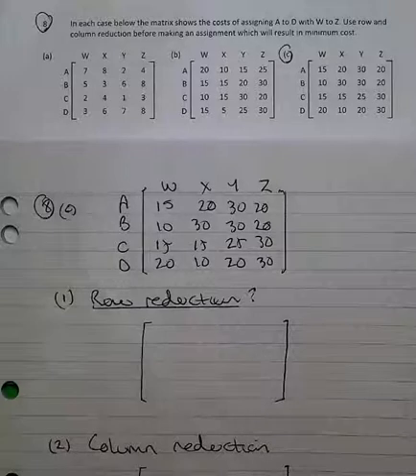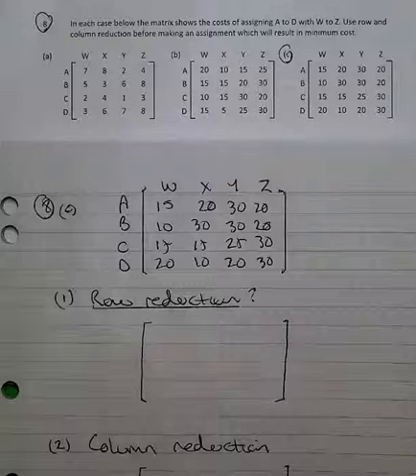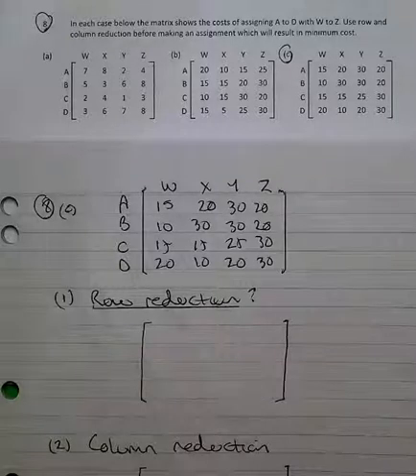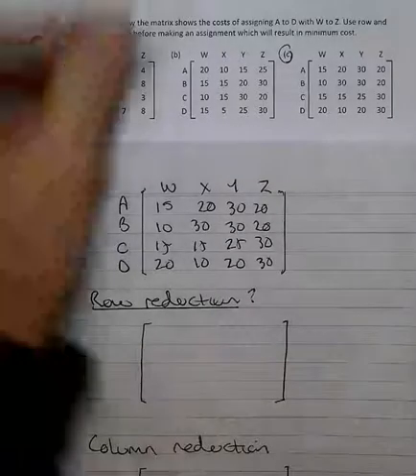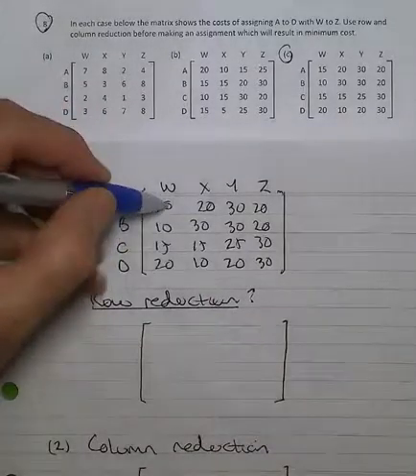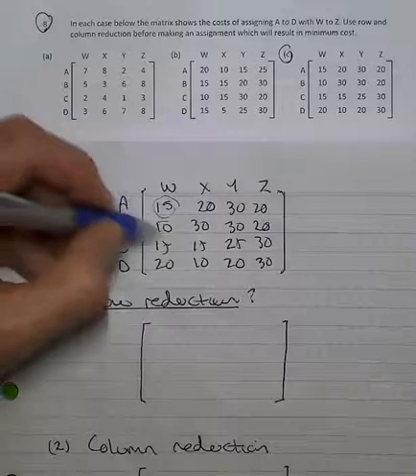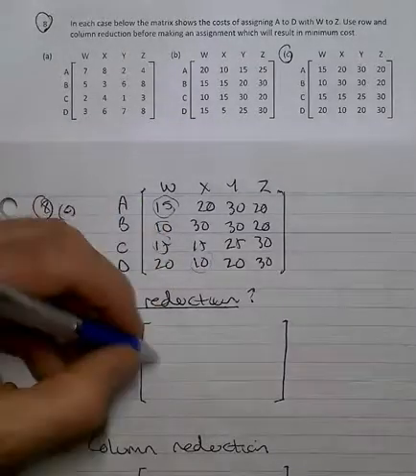In question 8, we're looking at firstly undergoing row reduction, perhaps column reduction, before we can make an assignment to minimize costs. Now I'm going to be looking at 8C in this case. So the smallest member I sort out in each of the rows and I do a subtraction across.